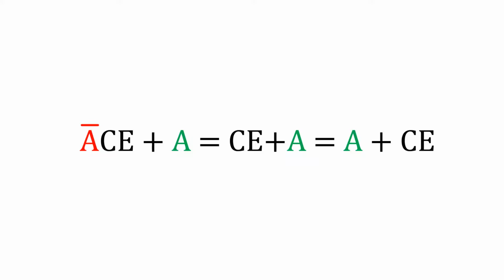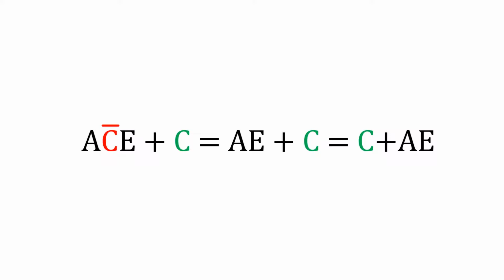Not A, C, E or A. Well, the not A is in the ANDed term, and it's the complement of A, so we need to get rid of not A. So that's equal to C, E or A, but I write that alphabetically, so that's A or C and E.